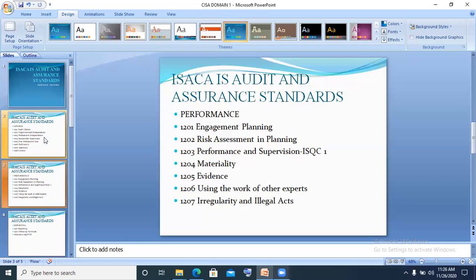1207, irregularity and illegal acts. Traditionally, management is the one that has the responsibility to discover fraud, not the external auditors. Take note. But now, the external auditors too can be held accountable if they did a shoddy work and there is fraud that they should have discovered if they had opened their eyes.